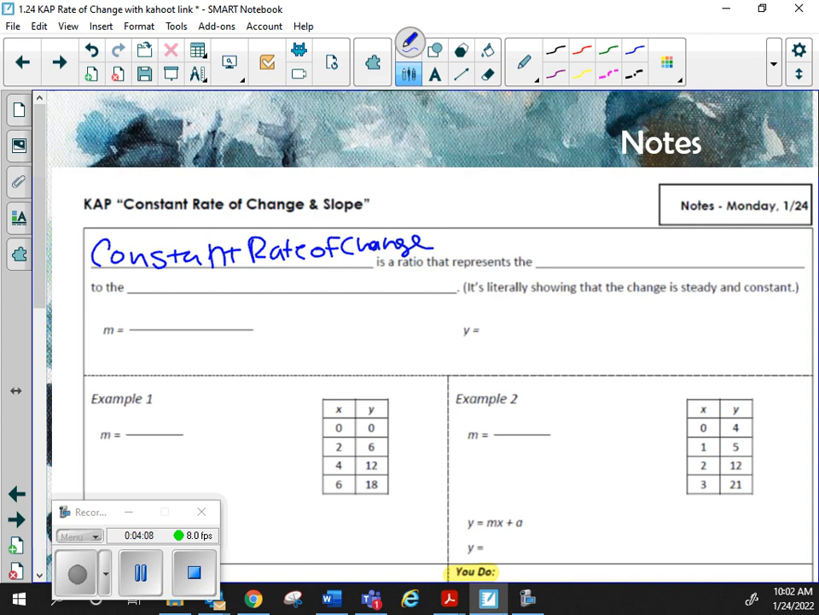So constant rate of change is talking about a ratio. And that ratio is looking at the change in the dependent variable, and we're going to compare that to the change in the independent variable.